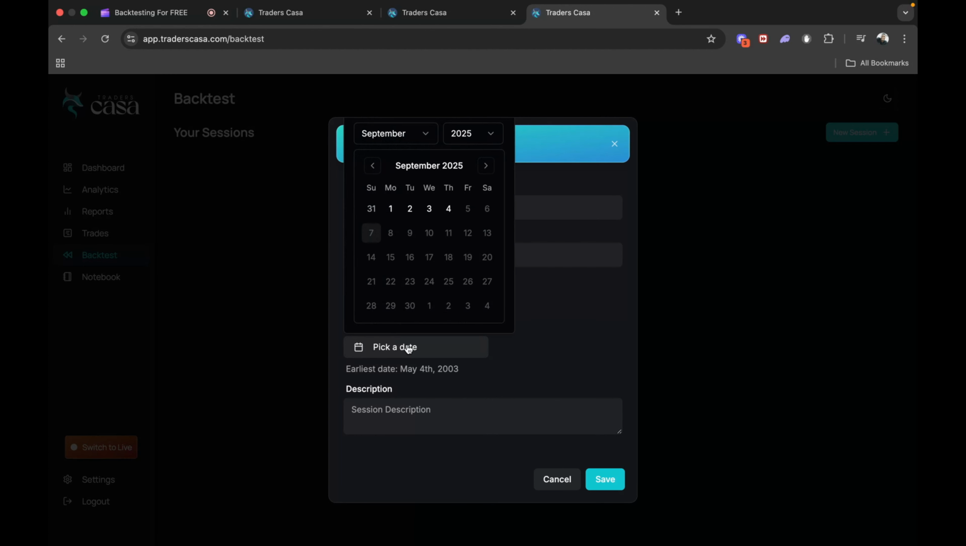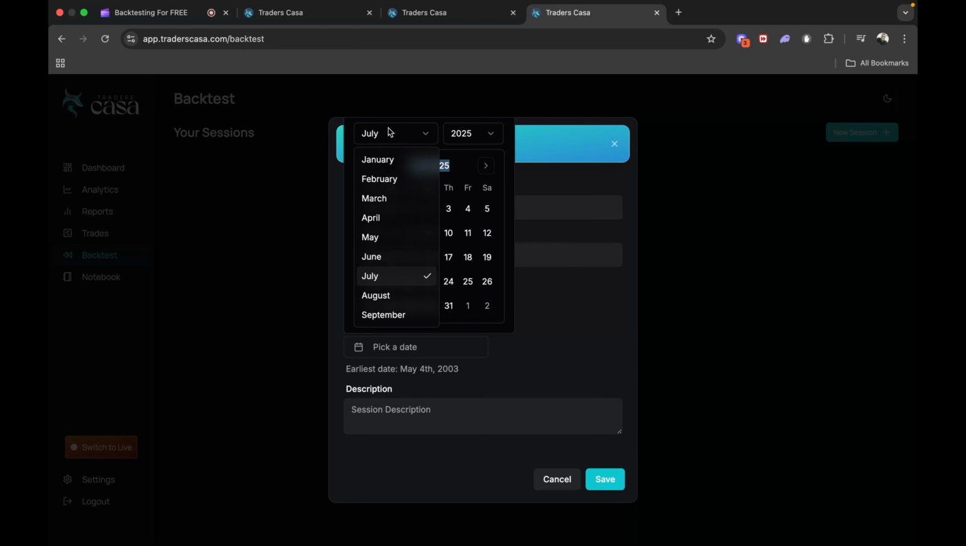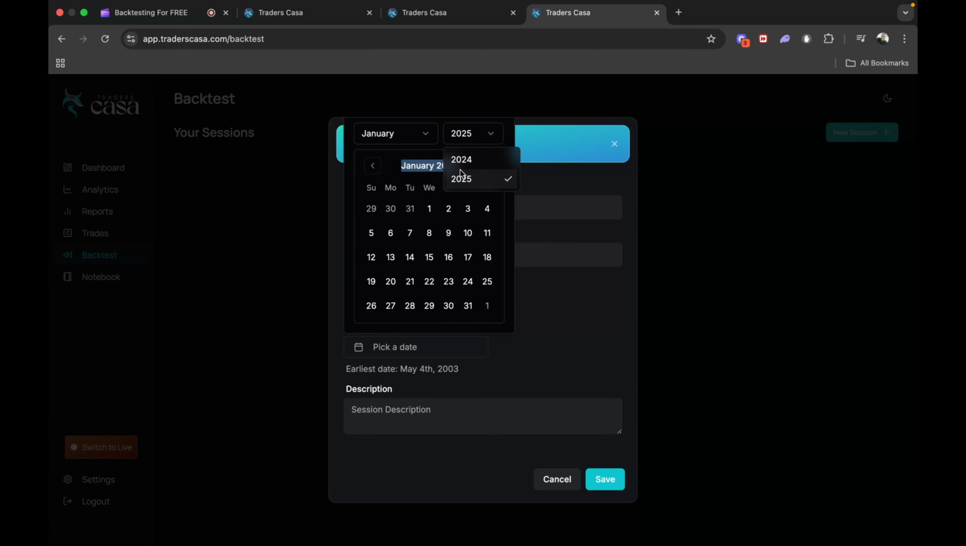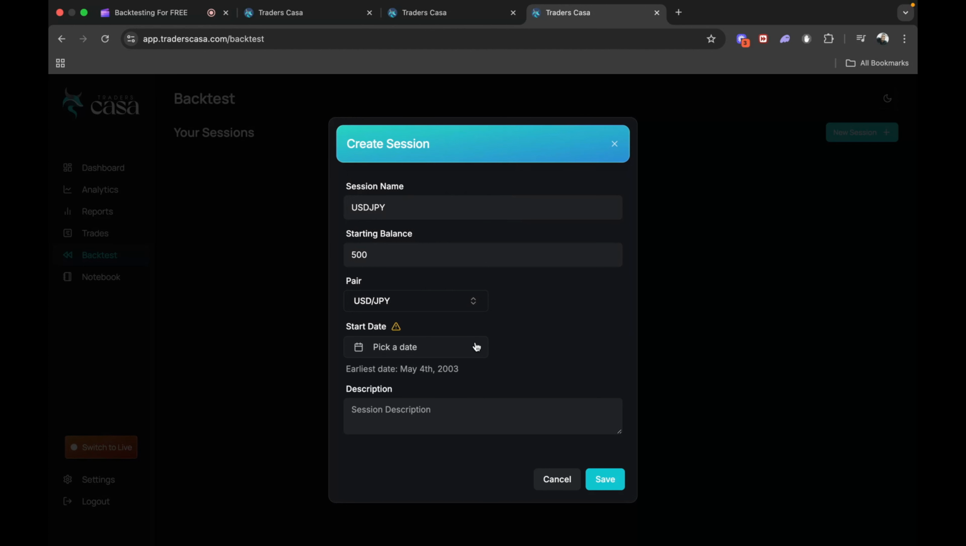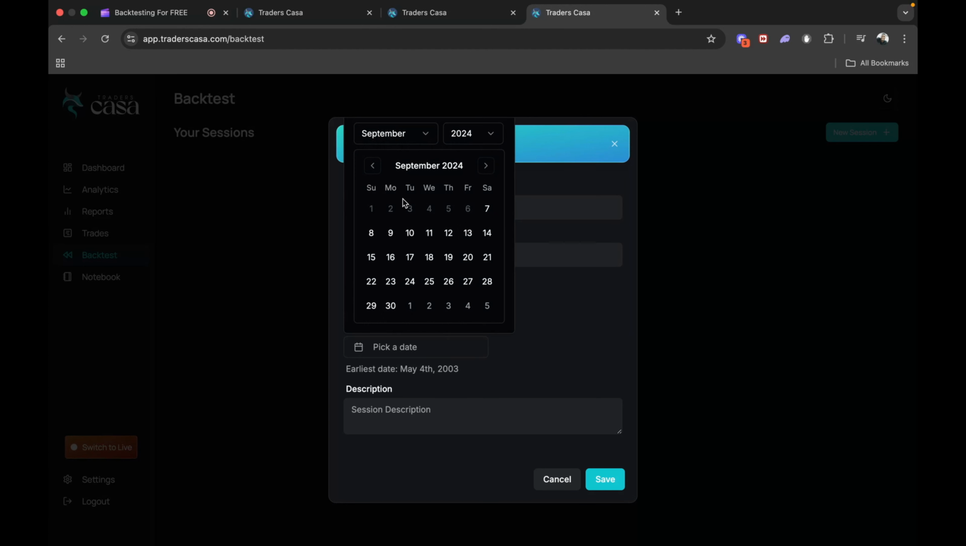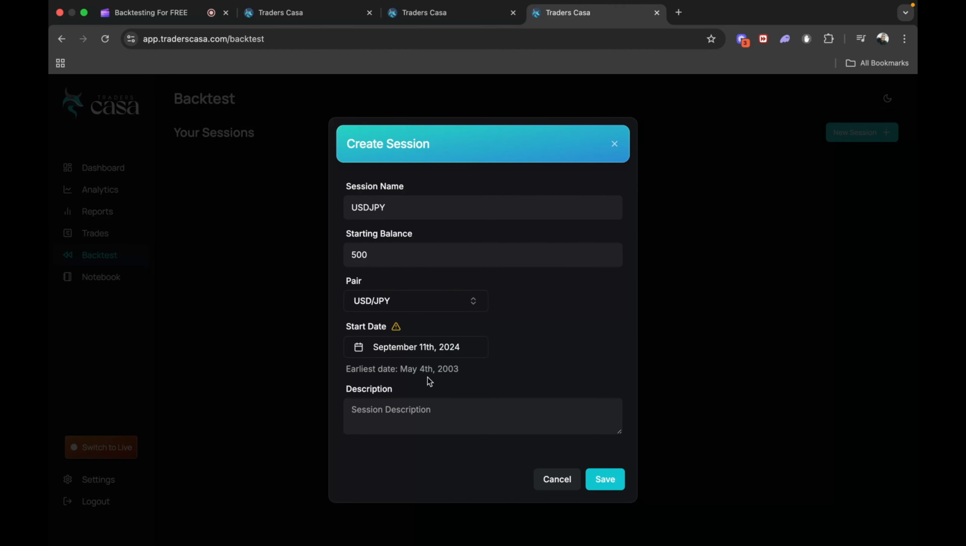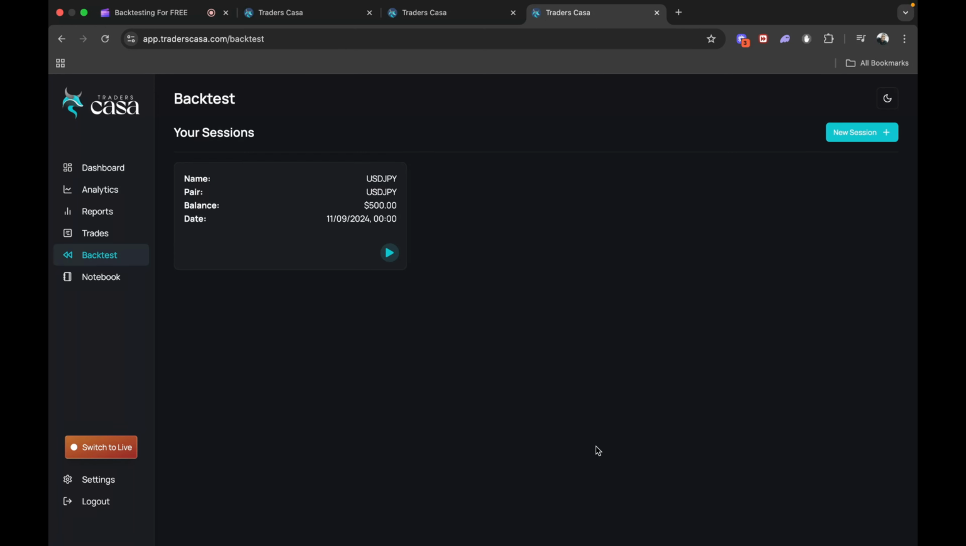So pick a date. When do you want to start backtesting? So we want to go as far as say 2024. So we come here, January 2024. Okay, so we picked our date, this 11th January 2024. So you can see right here. So for description, just put USD JPY backtesting. As simple as that. So save. So now you've saved this section.